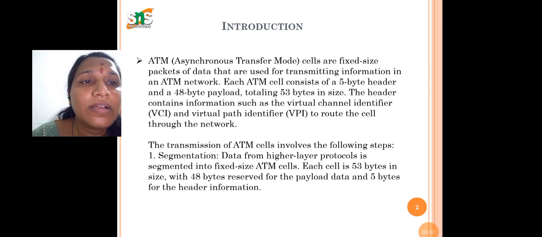Segmentation, first one. What is the meaning of segmentation? It's a fixed-size ATM cell. The data from higher-level protocols is divided so that each cell has 53 bytes in size, 48 bytes reserved for payload, and 5 bytes of header information.